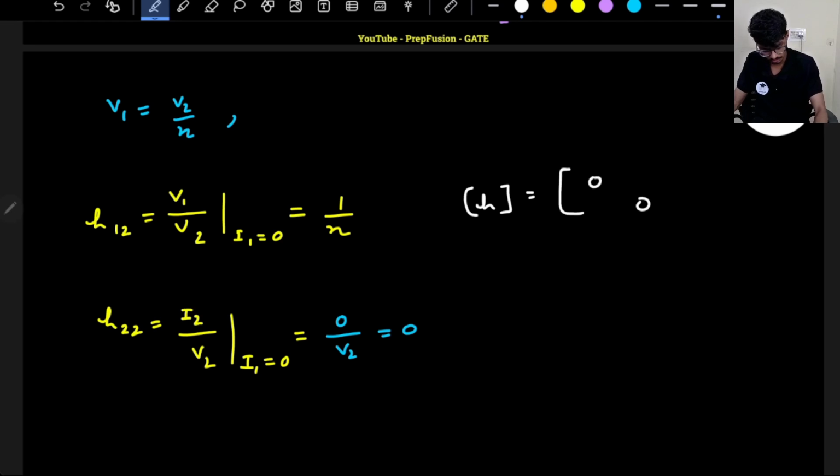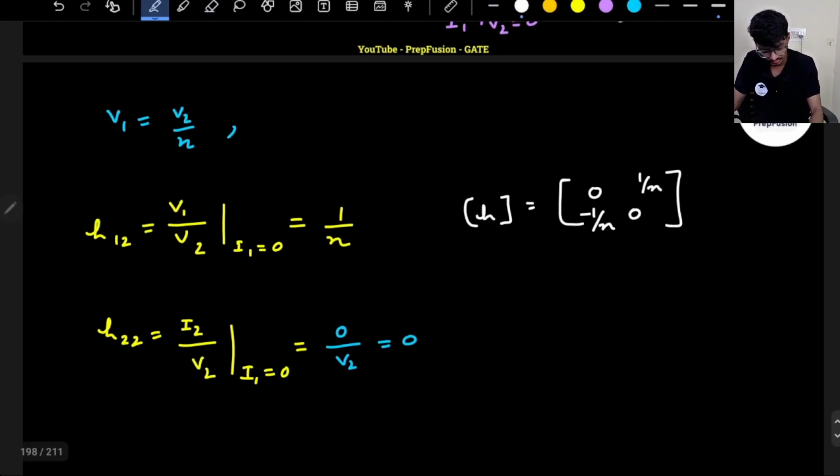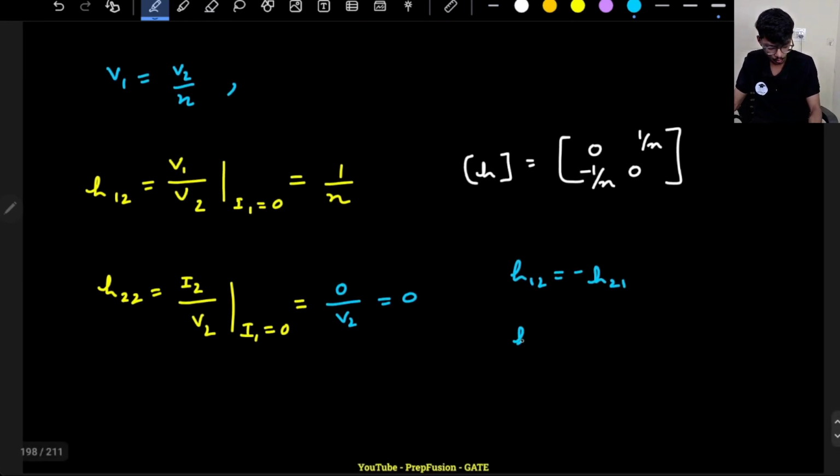Okay. So my H parameters matrix is 0, 0, and this is plus 1 by n and this is minus 1 by n, correct? So what I observe is that H12 is equal to minus H21, and the determinant of the matrix H is equal to some value, 1 by n square.